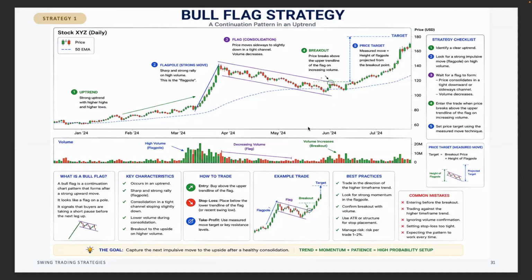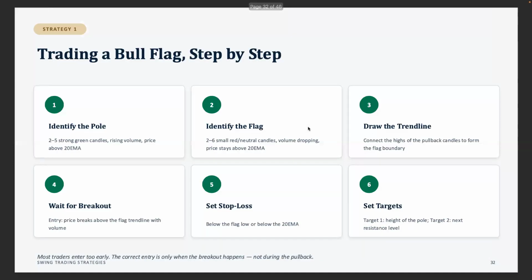Then you want to trade based on the bull flag strategy. Now, what's the setup for the bull flag? You want to identify the pole, you want to identify the flag, you want to draw your trend line, and you want to wait for a breakout that shows that it's going back up. Then you want to enter and buy.